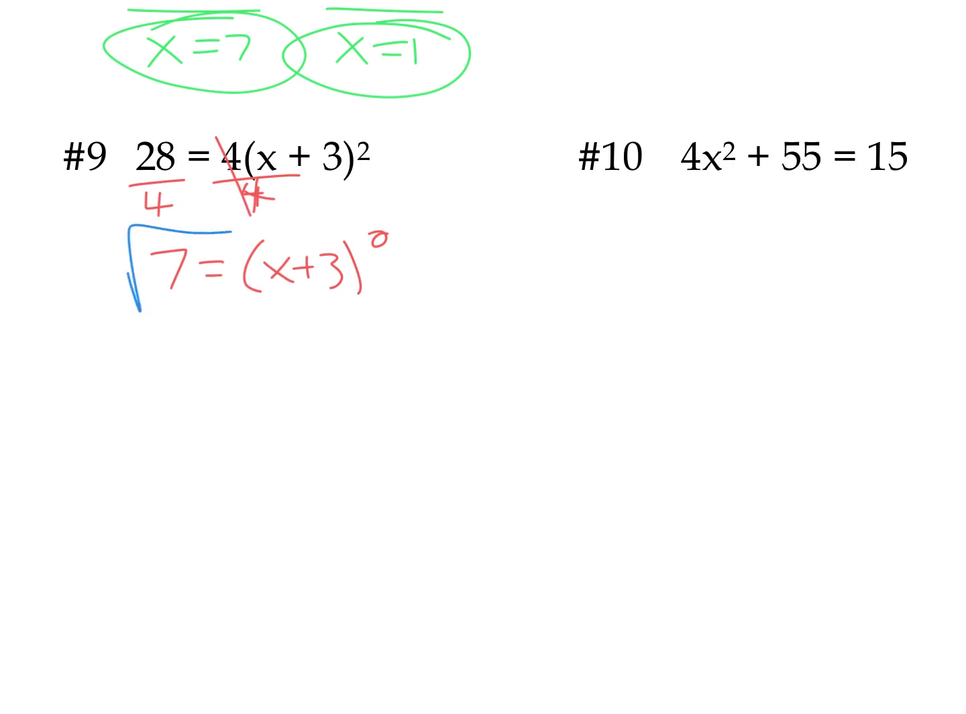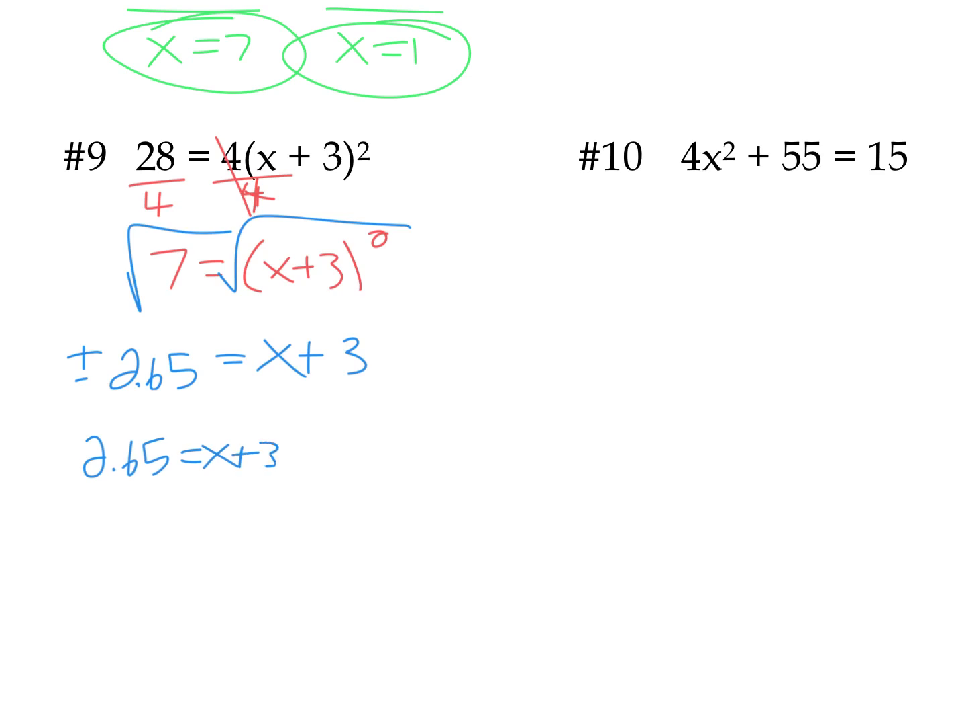Now I need to square root both sides. Okay? So I'm going to get x plus 3 equals, in this case when I square root the 7, I'm going to get a plus or minus. I'm going to have a decimal, 2.65. And I have to solve for both my equations. I'm going to get 2.65 equals x plus 3 and negative 2.65 equals x plus 3.